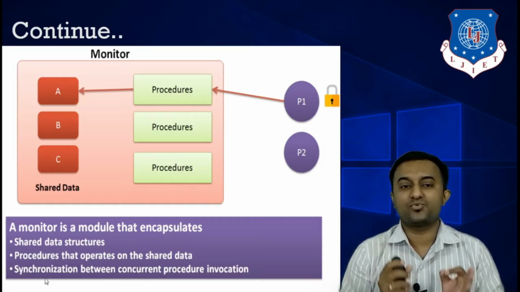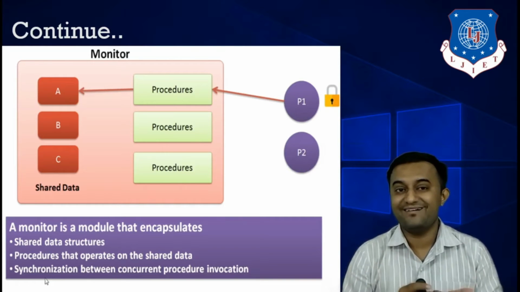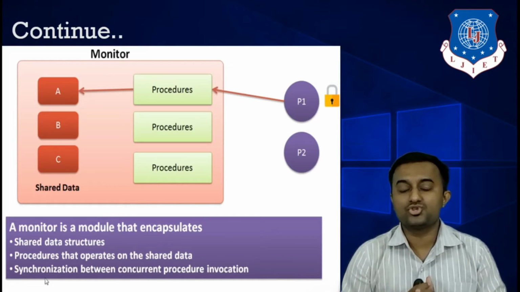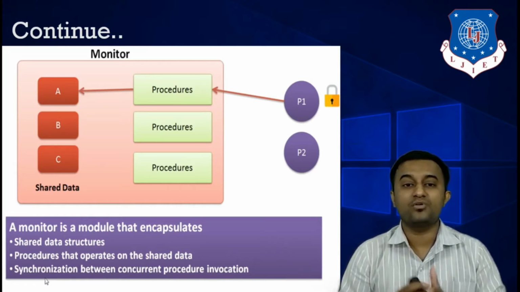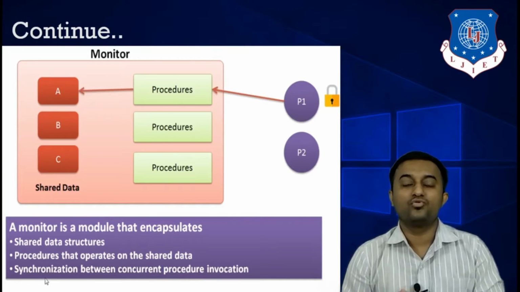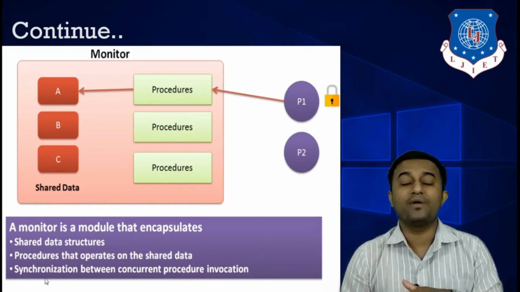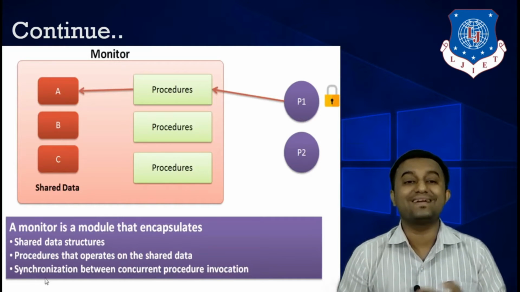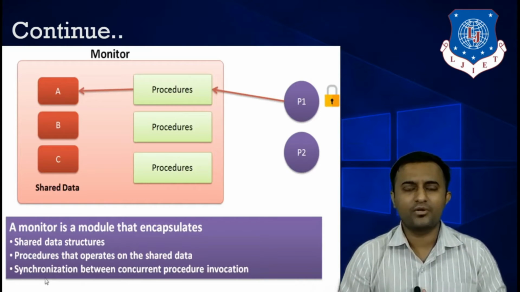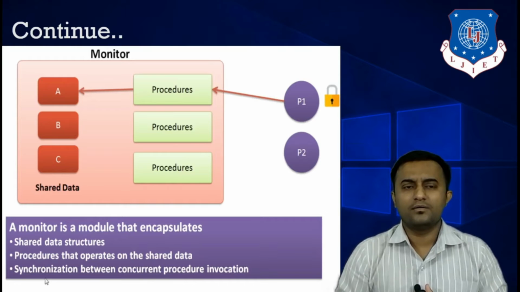Then it contains procedures that operate on the shared data. Yes, these are the procedures that can be used to access the shared data. Fine. And the third one is synchronization between concurrent procedure invocation. Synchronization should be there to achieve consistency, to avoid inconsistency. In that case, synchronization between procedures should be there. Okay.